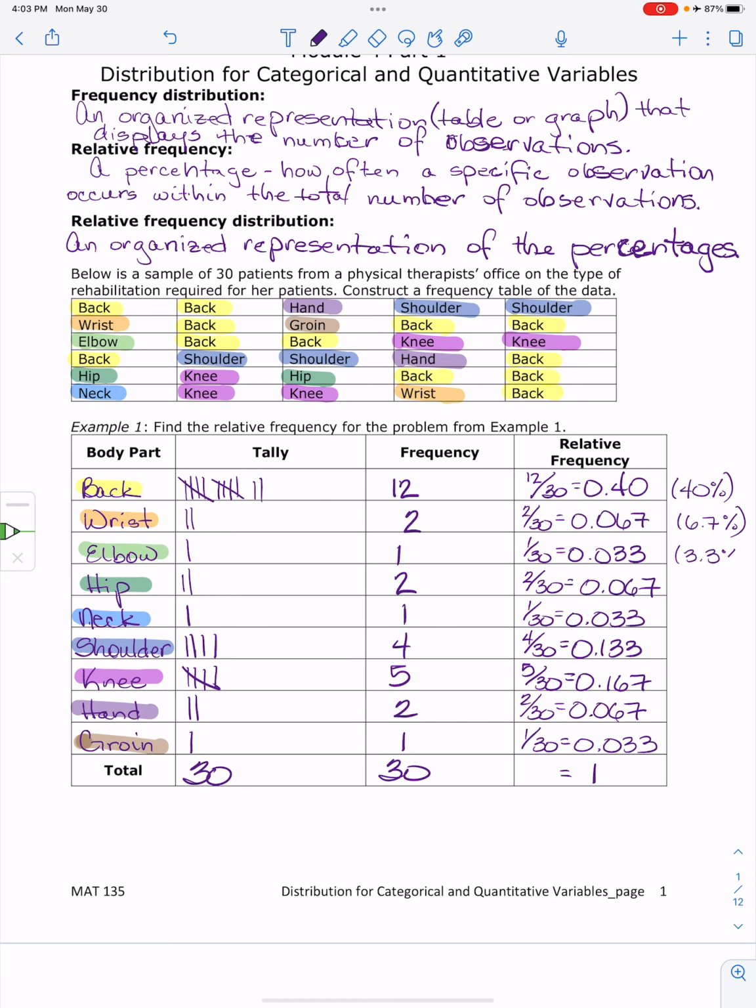So 3.3% here. Definitely reach out if you don't remember how to work with percents, and we'll get you caught up on that. So I got 13.3% here, 16.7%, 6.7%, 3.3%, and I encourage you to add all of these together and see that we do actually get 100%.